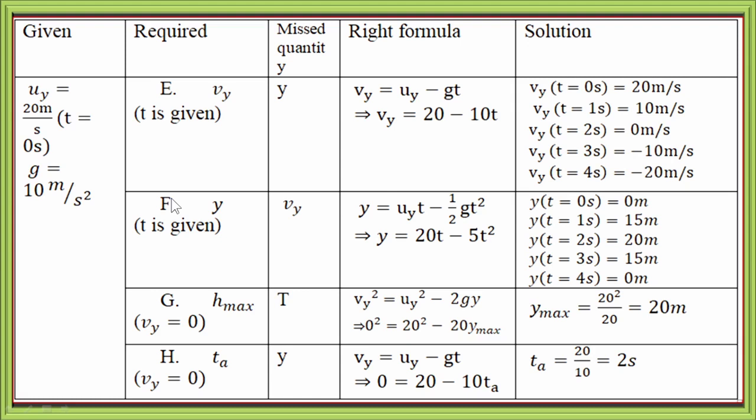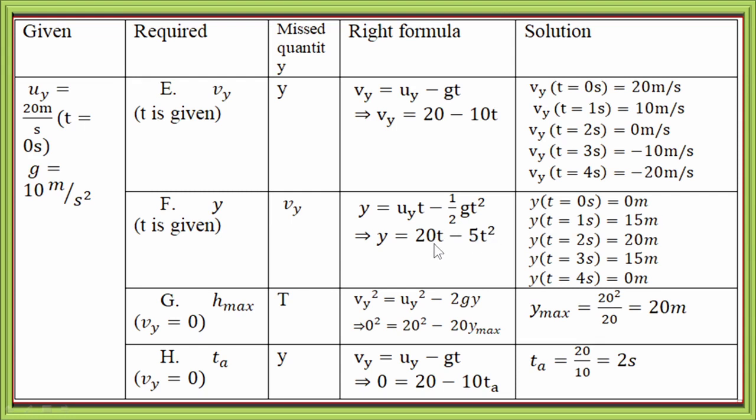For B, ui and g are given, y is the required quantity, and t is also given. So vy is the missing quantity. So y is equal to ui t minus 1 over 2 g t squared. There is no vy in this equation. ui is 20 times t minus 1 over 2 times 10, which is 5 t squared. At t equals 0, it is 0 because 20 times 0 is 0, and 5 times 0 is 0. So 0 minus 0 is 0.